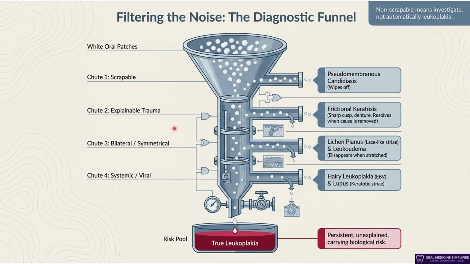The second shoot is trauma. A sharp cusp, a broken restoration, a chronic cheek biting, they all can produce a white lesion. The third shoot is whether the lesion is bilateral and symmetrical, because that may suggest oral lichen planus or lichenoid reaction. The fourth shoot includes systemic or viral causes, such as hairy leukoplakia or lupus related lesions.